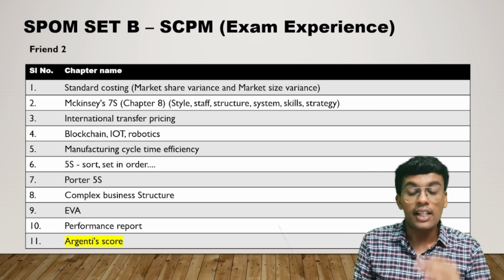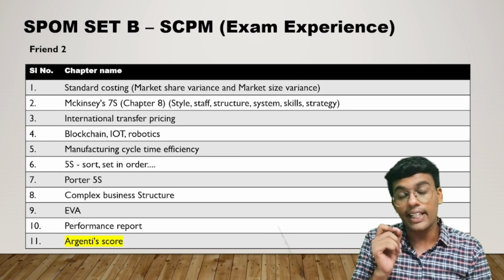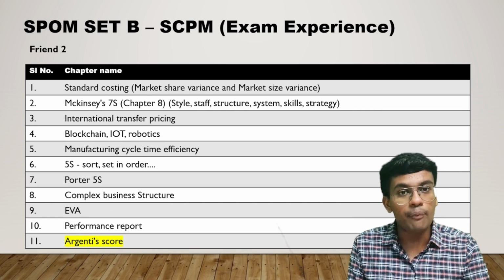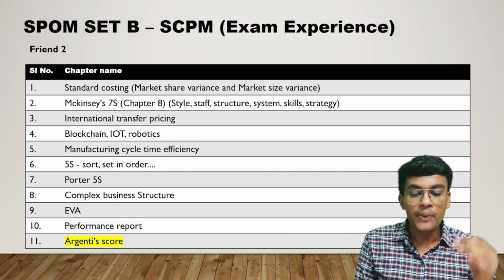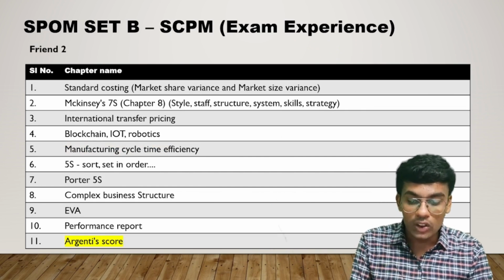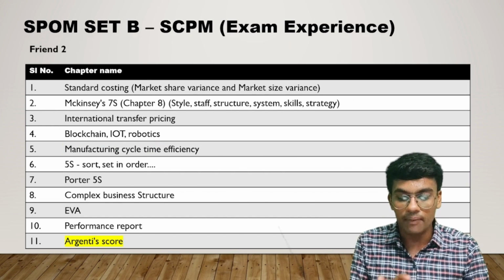Complex business structure, EVA, economic value added, that we also study in our SFM subject, AFM. Nowadays it is called AFM. So this is another topic from which questions are being framed. Performance reports: again here we understood types of performance reports. In this friend's exam also, performance reports related questions came.